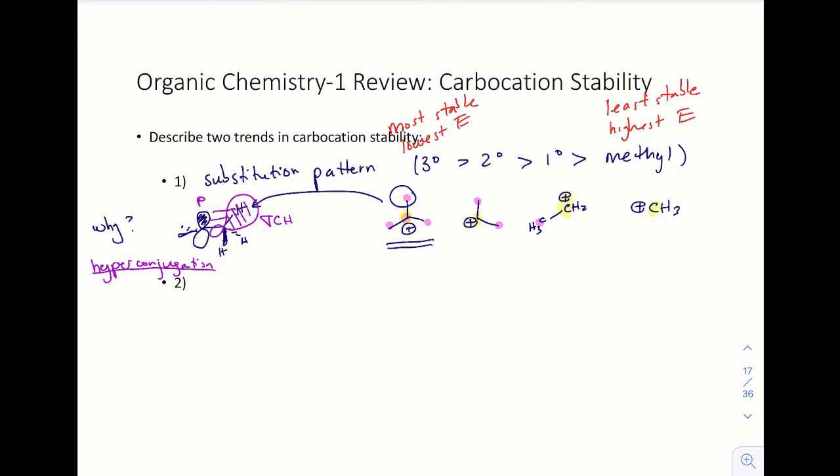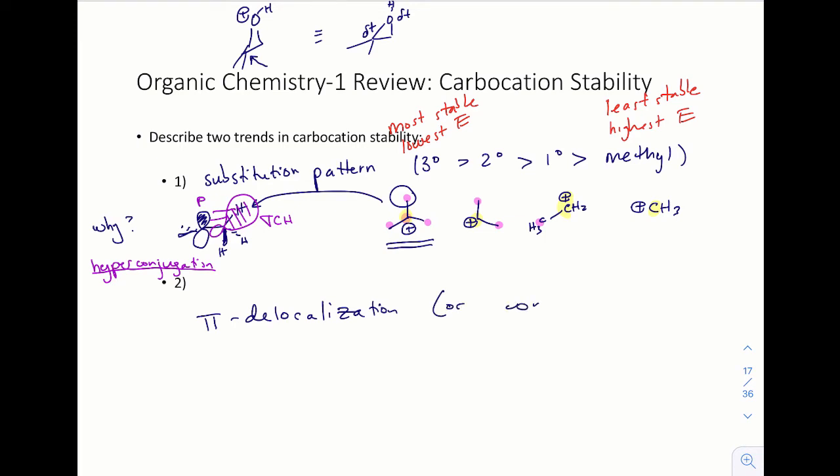All right, but the trend here is substitution. More substituted cation is more stable. This also explains why we said in the protonated epoxide, the more substituted carbon is going to share the positive charge. Well, why? Because cations are more stable on more substituted carbons because of the hyperconjugation from their alkyl substituents.